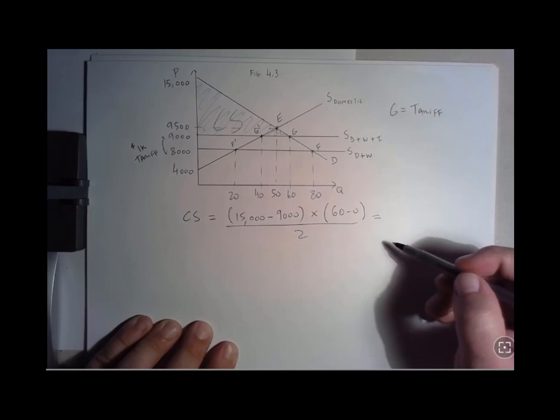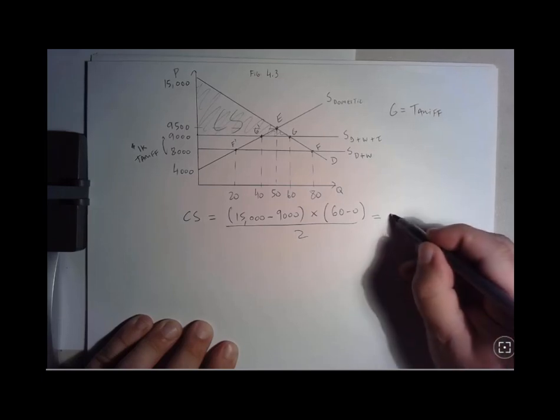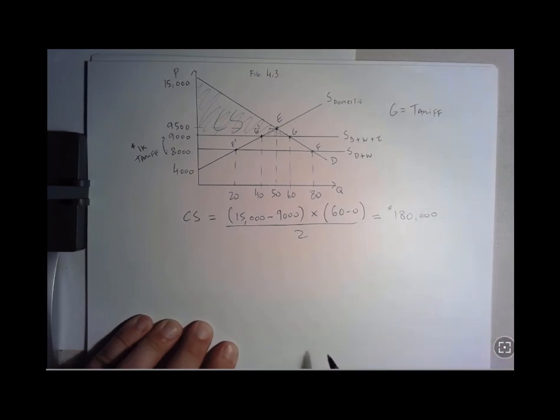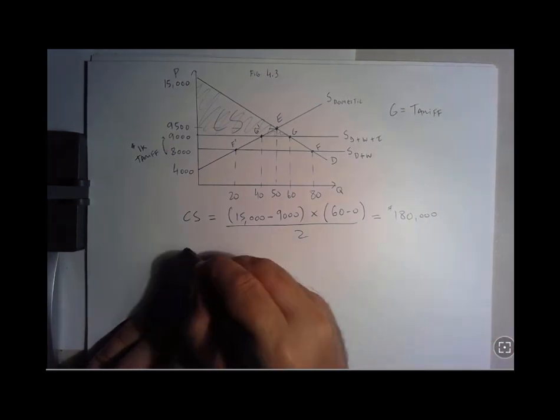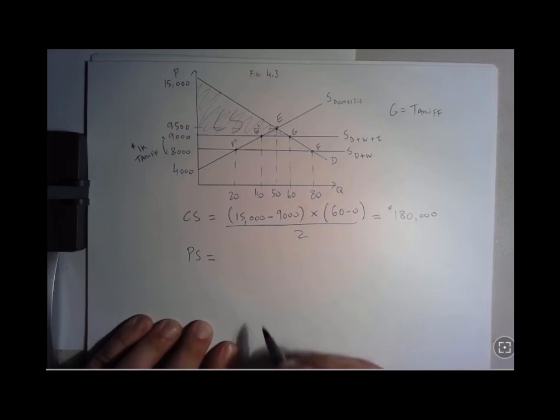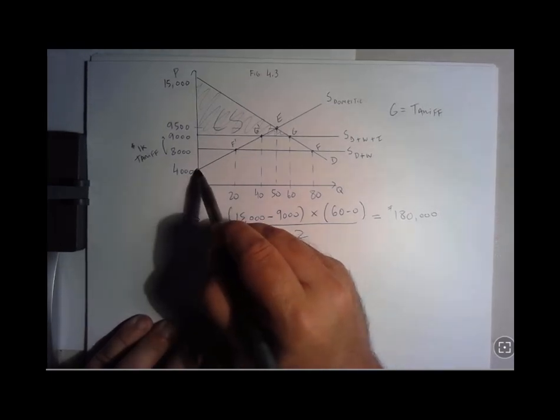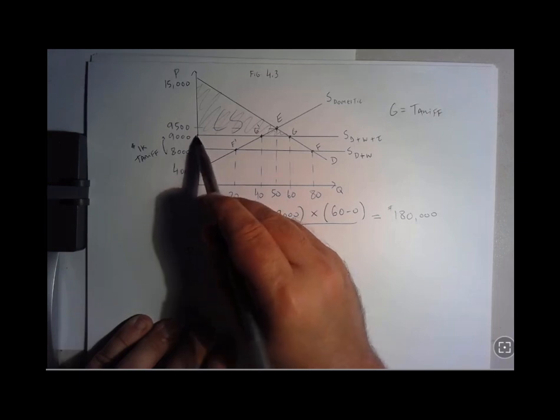This will amount to a consumer surplus of $180,000. The producer surplus is now, well, 4,000, the minimum to participate, but they are getting 9,000. They are actually paid 9,000. So this is the rise.